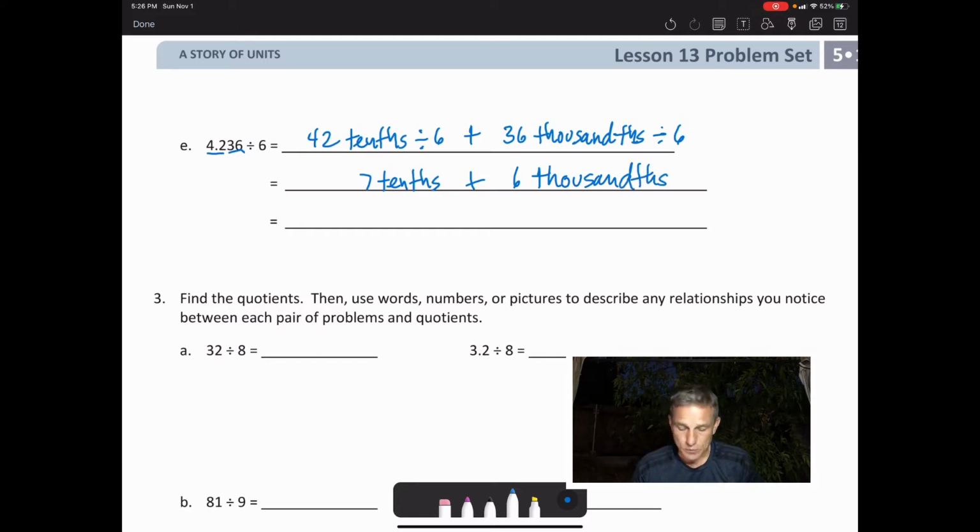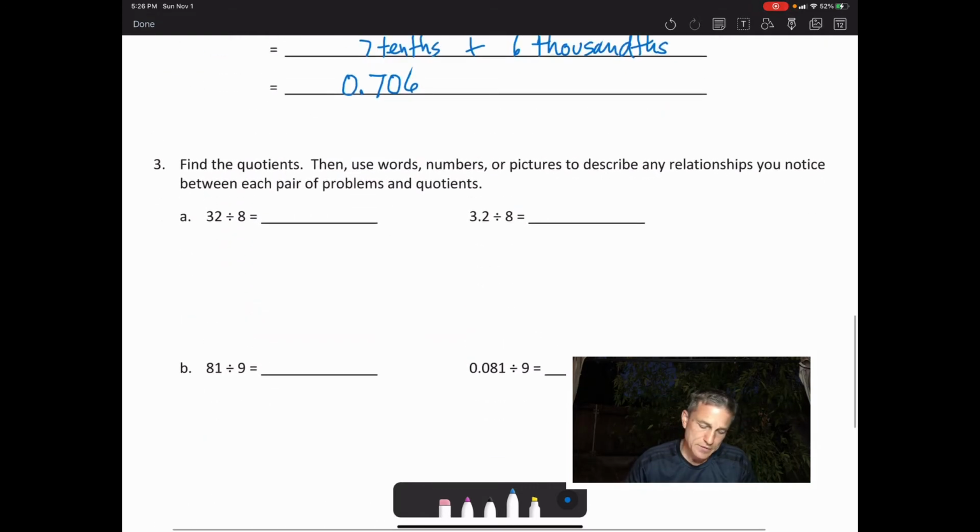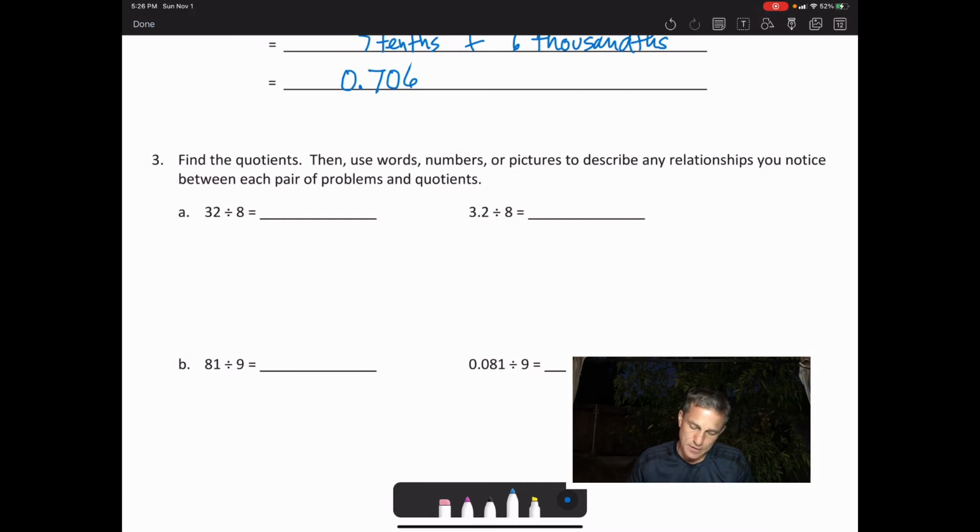And written in standard form, that would be 7 tenths with 6 thousandths. So 706 thousandths would be our answer. All right, let's take a look at number 3.